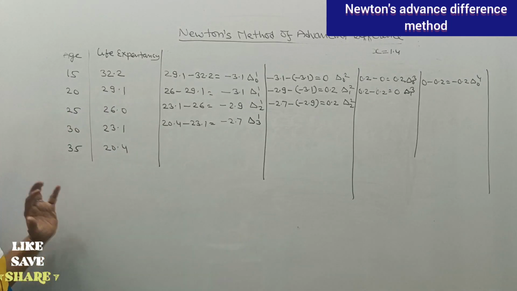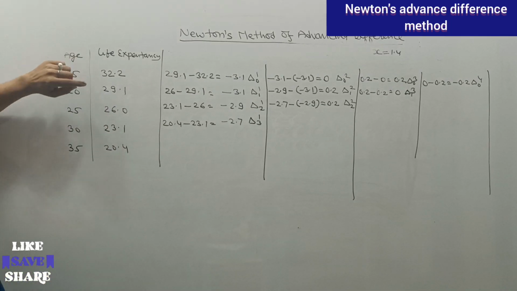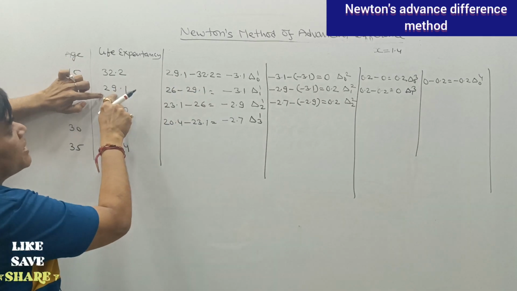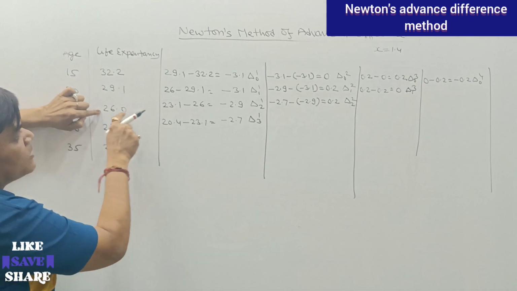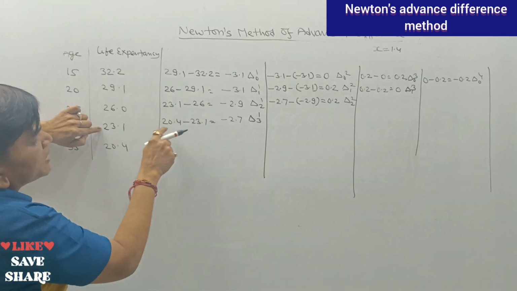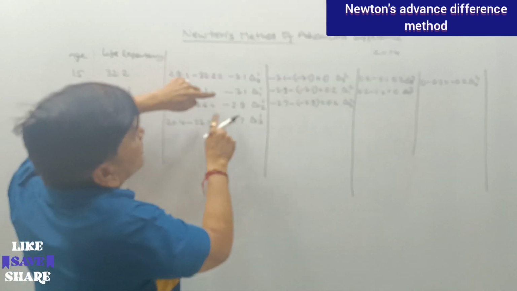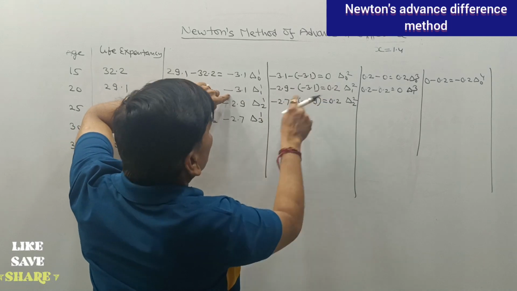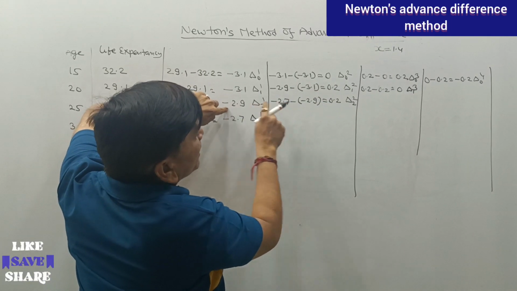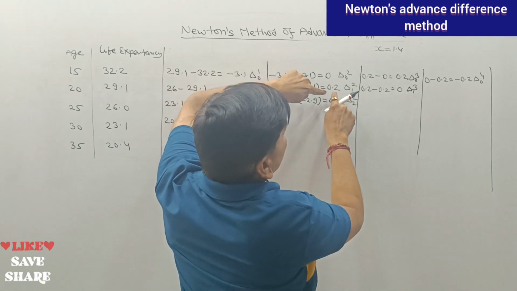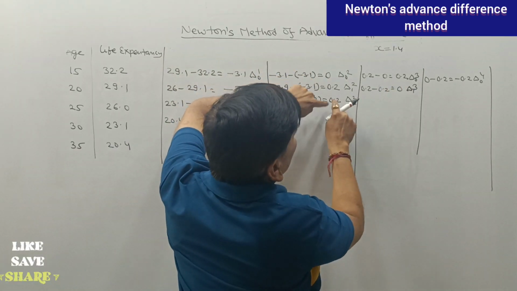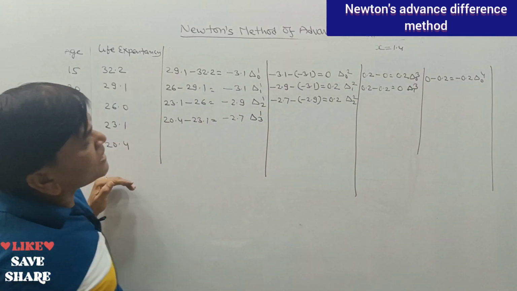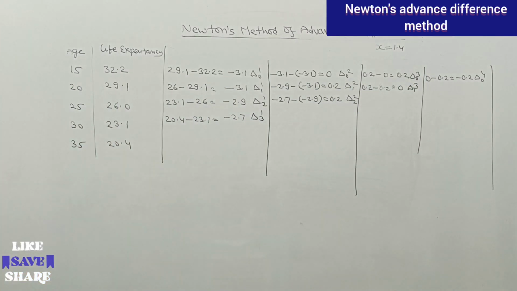The very first thing, we should learn how to calculate the differences. Firstly, 29.1 minus 32.2, 26.0 minus 29.1, 23.1 minus 26 and 20.4 minus 23.1. So we get the difference. Now 3.1 minus 3.1, that is 0, 2.9 minus 3.1, that is 0.2, 2.7 minus 2.9, that is 0.2. This is second difference. 0.2 minus 0, that is third difference. 2.2 minus 0.2 is 0, and 0 minus 0.2, that is minus 0.2. So these are the Newton differences.